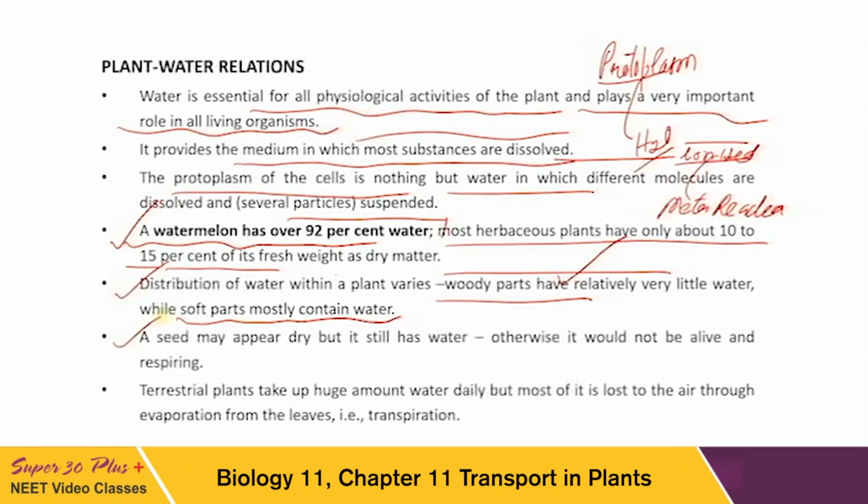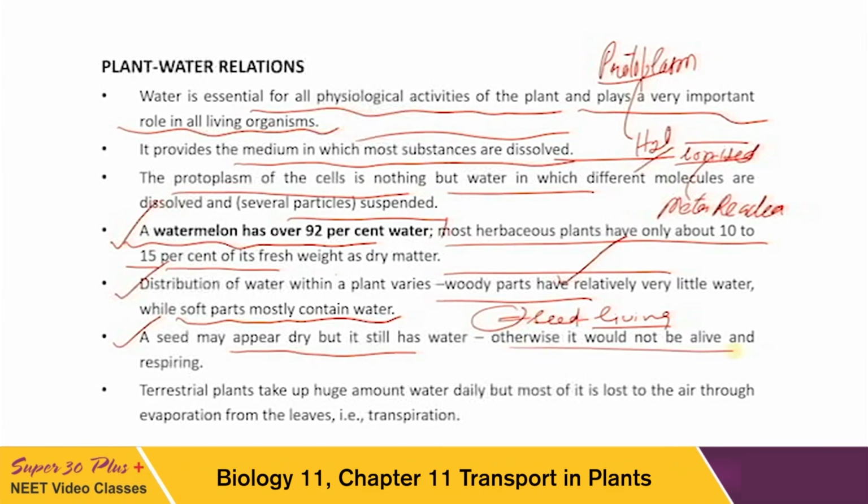A seed may appear dry. Seed is dry, but because the seed is a living structure, without water it cannot survive. It has the least amount of water, so that the metabolic rate is least.